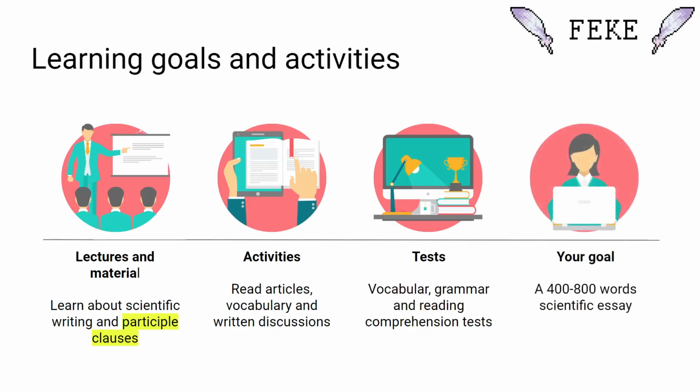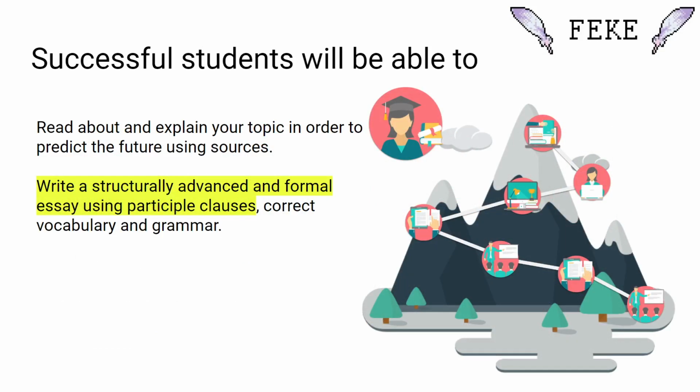Your final goal is to be able to write a 400 to 800 words academic scientific essay. A successful student will be able to read about these texts that we've covered and to use them explaining your topic in order to predict the future. And here I will specifically be looking at how you are able to use sources to build your arguments. Today, we will also look at the other aspect, which is the language point of view, where we are going to become better at writing an advanced form of essay using these participle clauses.